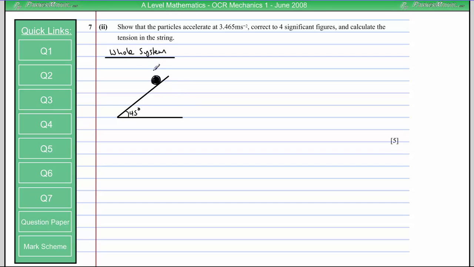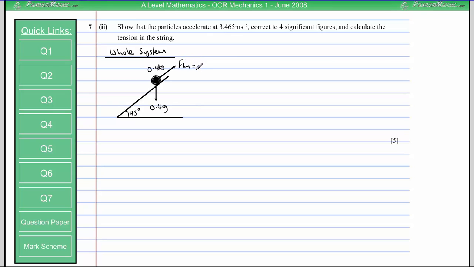When we're thinking about the whole system, we can consider both particles as being just one big particle, so it will have a mass of 0.4 kilograms. Remember, there won't be any internal forces, so there's no tension force. Forces that we do have, we've got the weight downwards, which will be 0.4 g, and we've got limiting friction going up the slope, which we've already calculated.